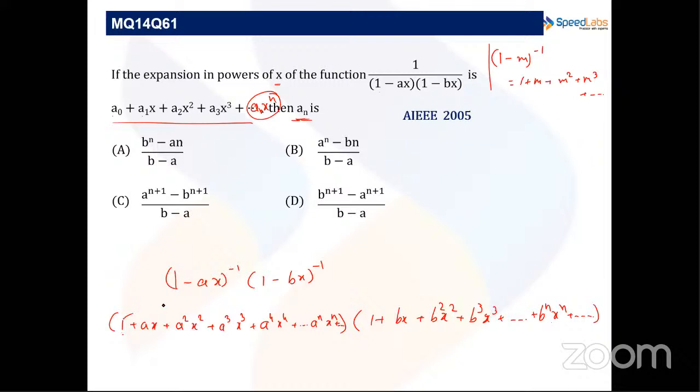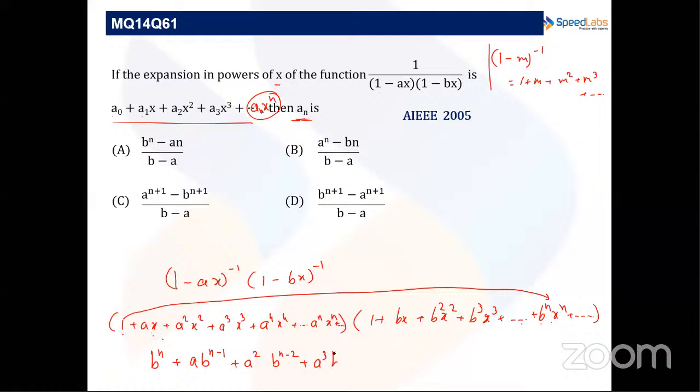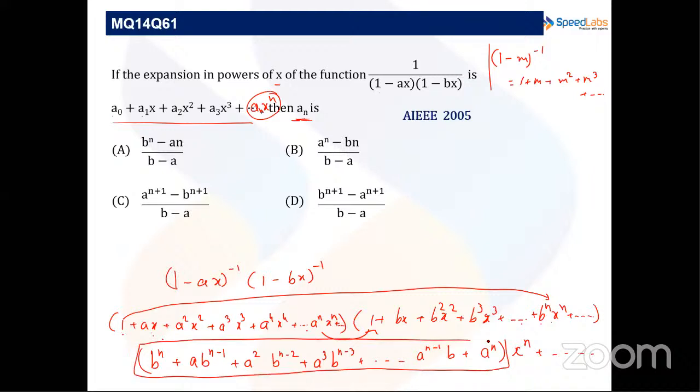We have to multiply this one with this coefficient, then we will get x to the power n. Then a x we have to multiply with the term preceding it. So we will be having b to the power n plus a into b to the power n minus 1 plus a square into b to the power n minus 2 plus a cube into b to the power n minus 3, and so on up to a to the power n minus 1 into b plus a to the power n into 1, into x to the power n. We will be having more terms, but this will be the coefficient of x to the power n. So which option is matching?